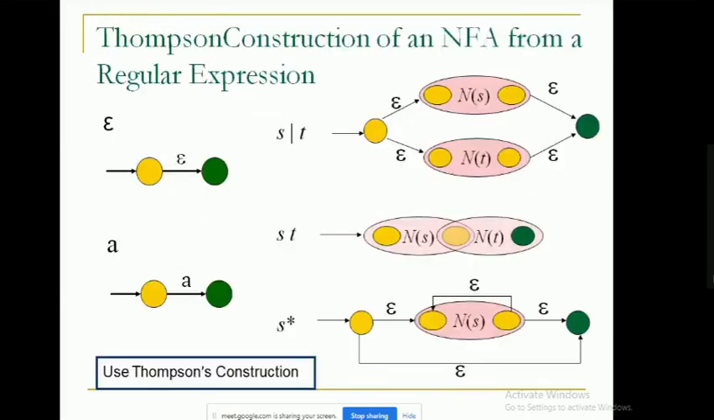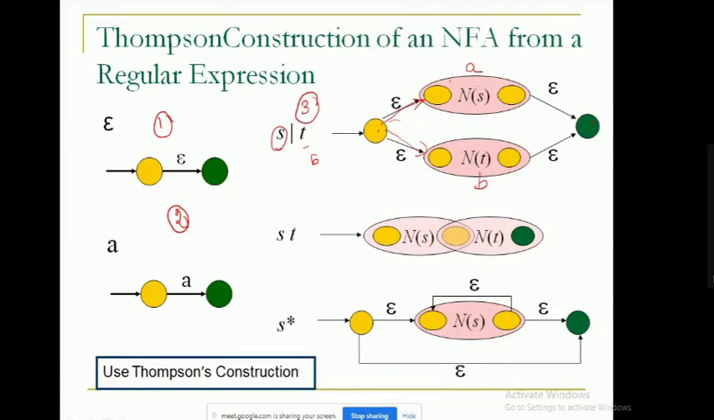An elaborated one is given here: Thompson's construction of NFA from a regular expression. Rule number 1 is for epsilon and for any alphabet A. The third one is if your expression is S or T, then you should have a total of 6 states. This is your starting state and this is the end state, and there should be epsilon transitions to move in both directions. If S has a single alphabet, you should have one transition.